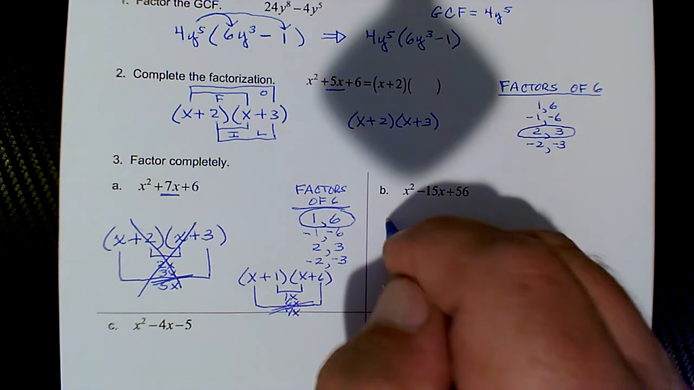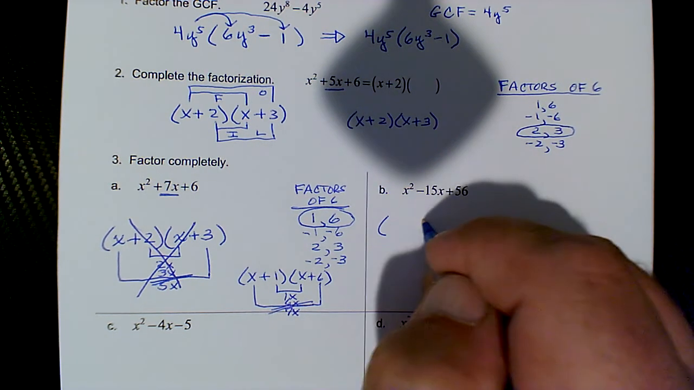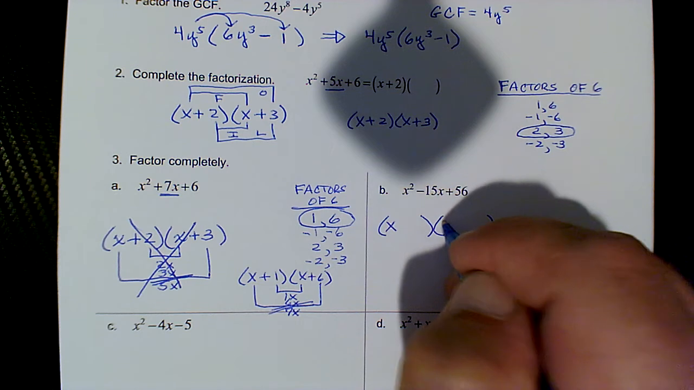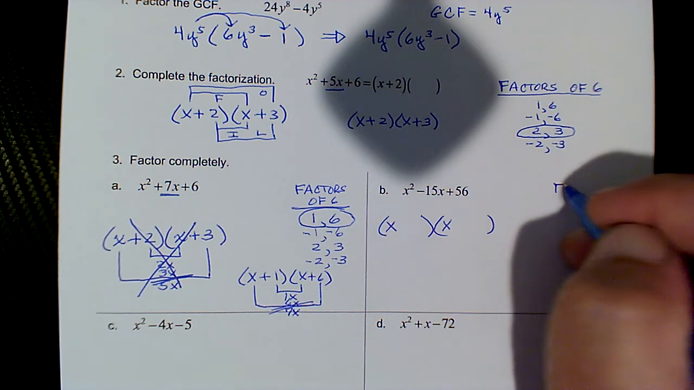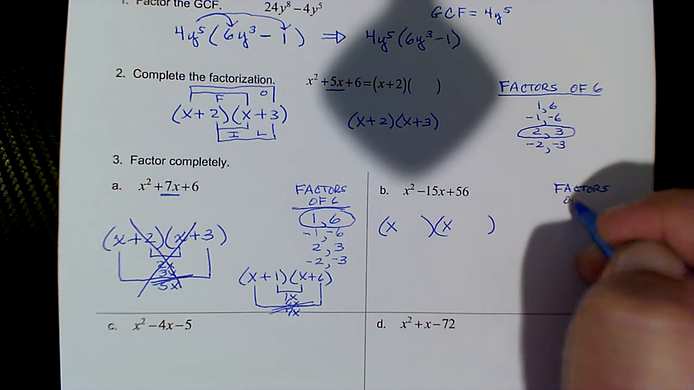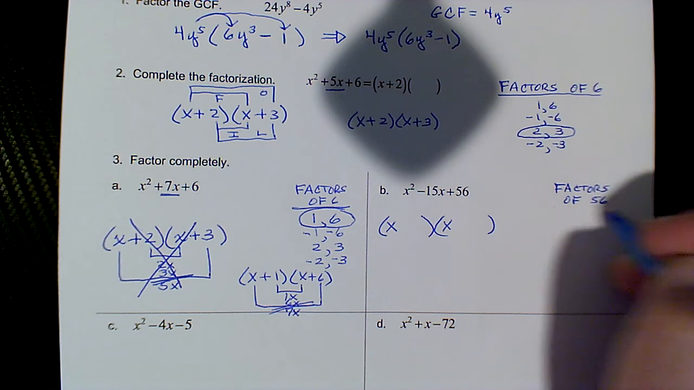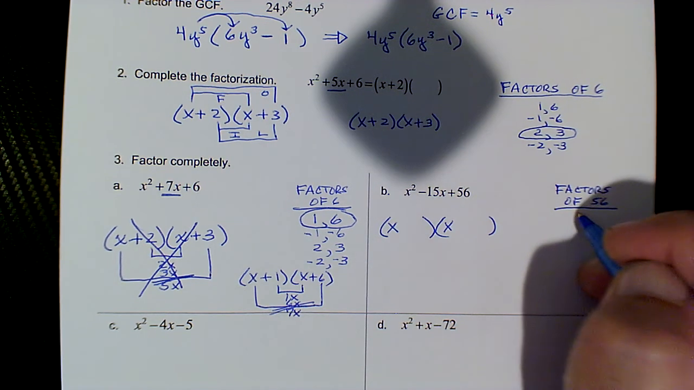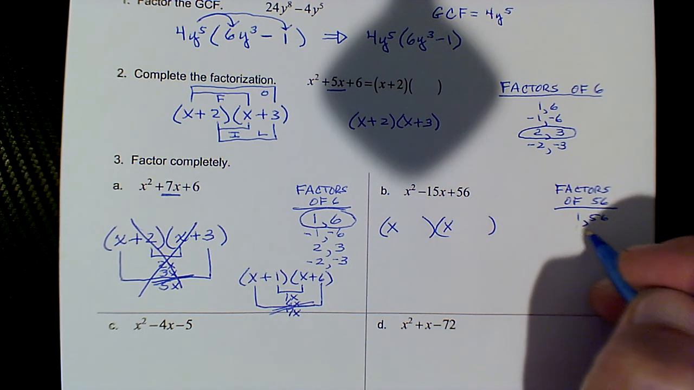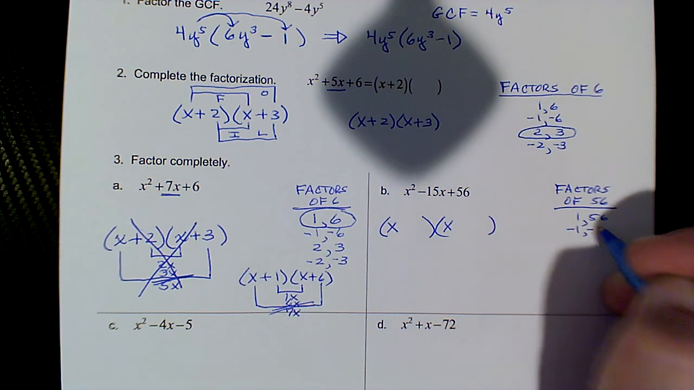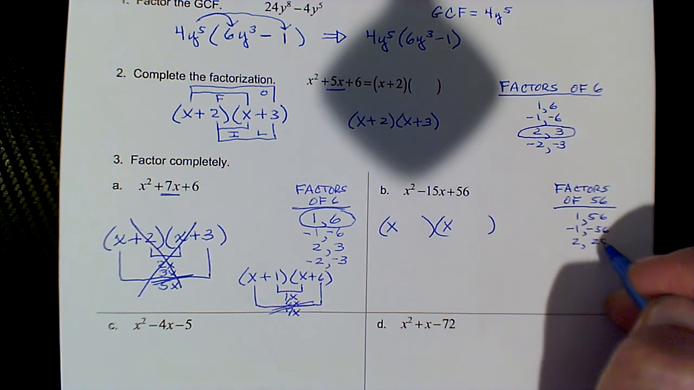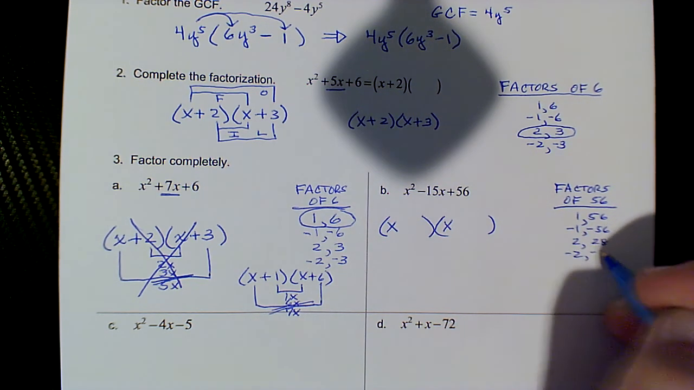Similarly here, we know it's the product of two binomials again, x and x. Factor method works nicely. So the factors of 56. So now we have a bunch of choices. It's usually not the extremes like 1 and 56 or negative 1 and negative 56 or 2 and 28 or negative 2 and negative 28.